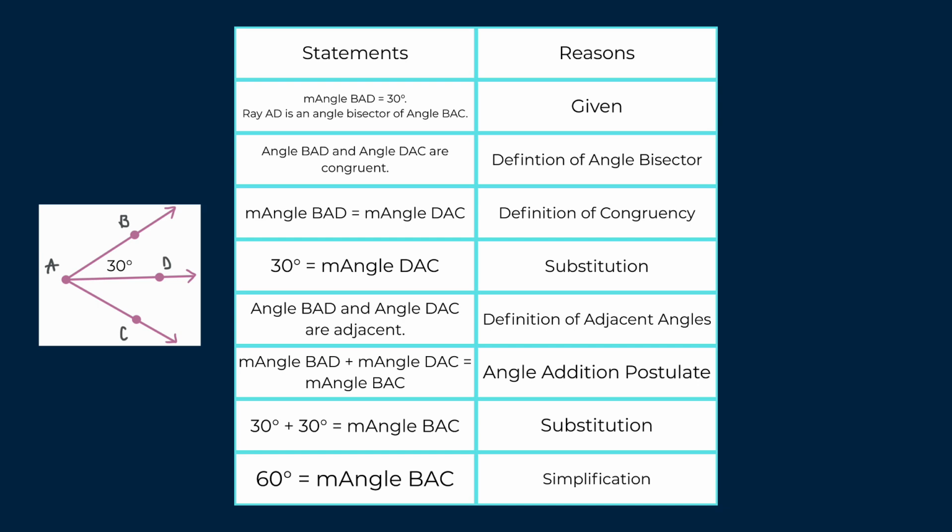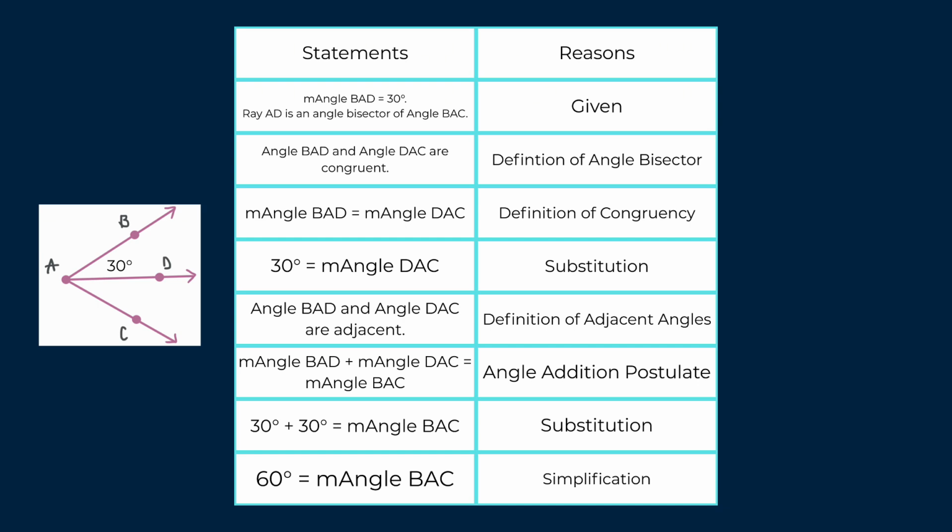And since angle BAD and angle DAC are adjacent by the definition of adjacent angles, and as we can also see on the diagram, because it's kind of clear that they are adjacent, that means that we can use the angle addition postulate to say that the measure of angle BAD plus the measure of angle DAC equals the measure of angle BAC. That's why we use the angle addition postulate.